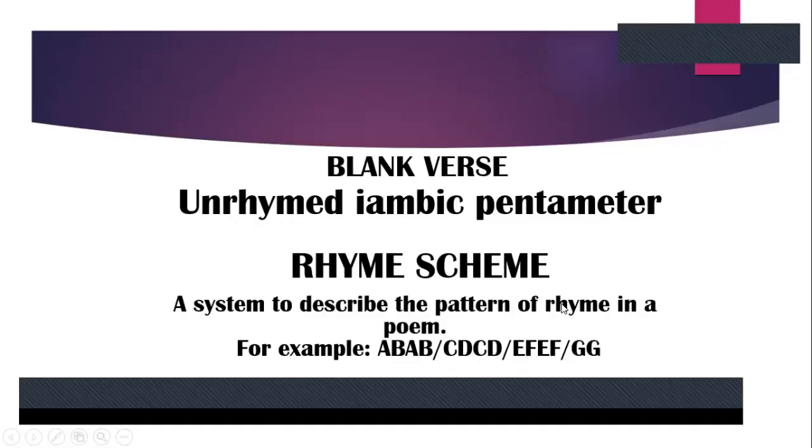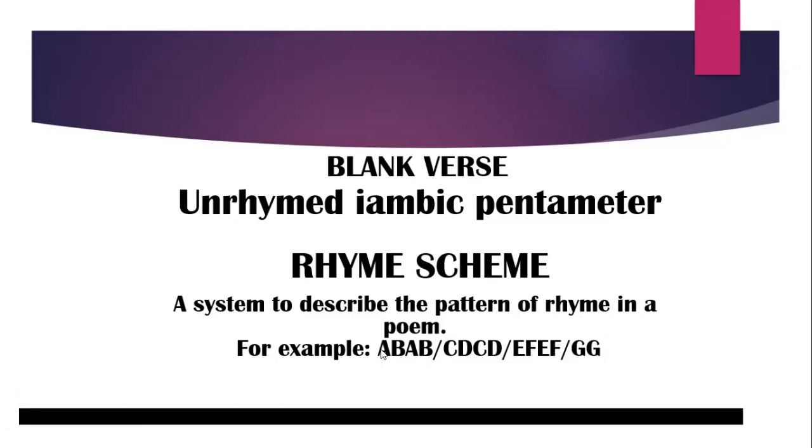So in order to describe this pattern of rhyme in a poem, we assign a letter to each rhyming sound. Yes, now we will see it, but we will see it in the sonnet. The rhyming pattern can be A B A B C D C D E F E F G G. Notice that it is one letter for each line of the 14 lines of the sonnet.